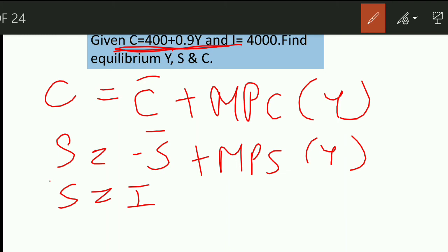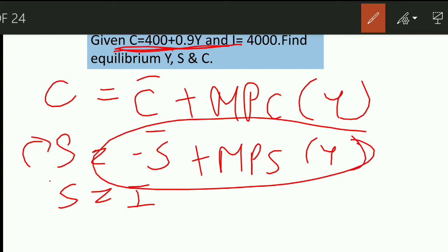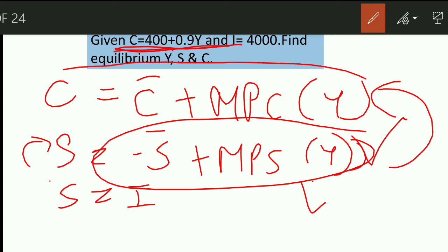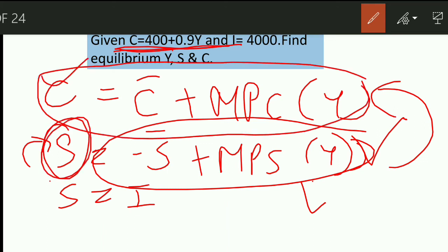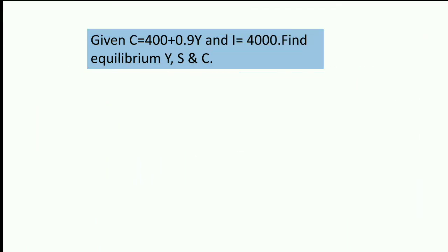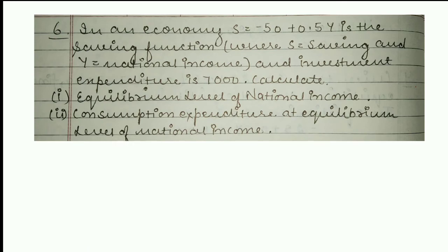And I also told you that saving is equal to investment, and after putting the value of investment over here, first of all we solved this equation and we got the value of national income, and after finding the value of income, we put this value into the consumption equation and we got the value of consumption. And we need not find saving separately because we know that saving is equal to investment. All right, so this question is clear to you. Now coming to the next question.